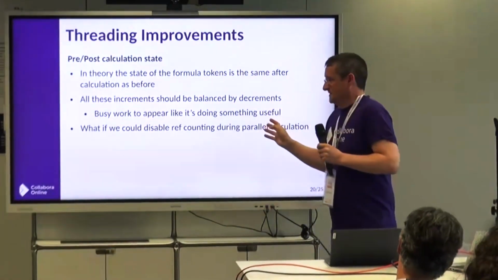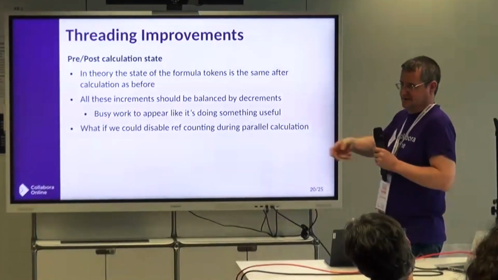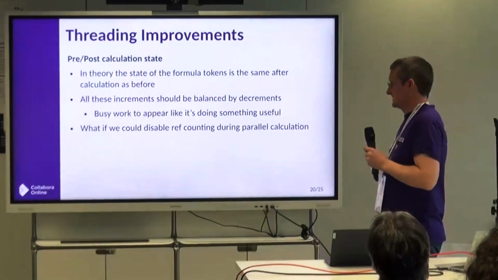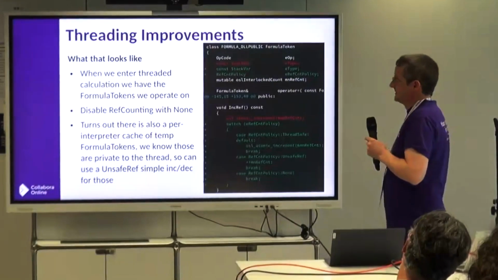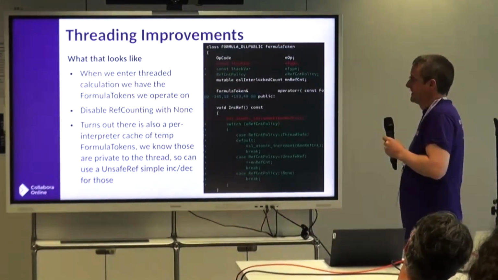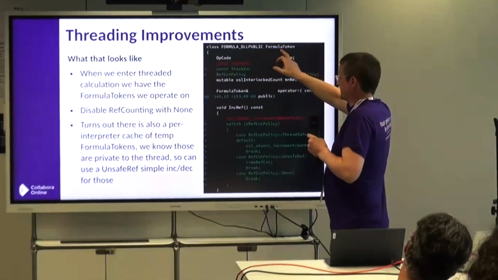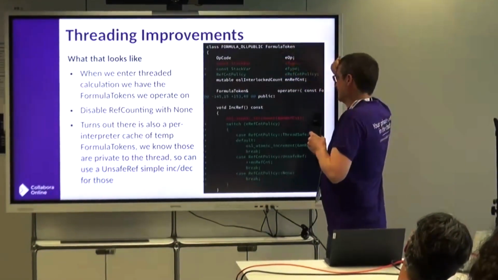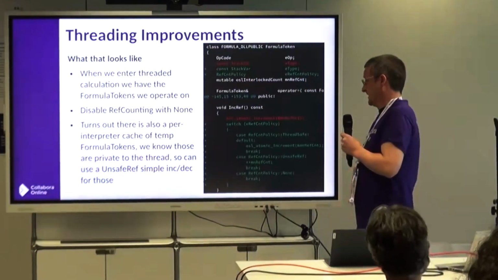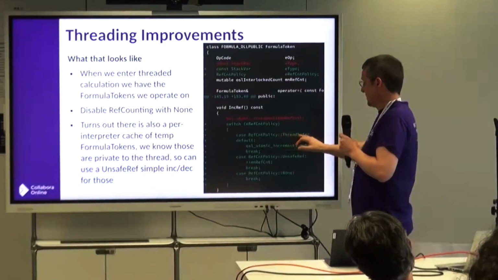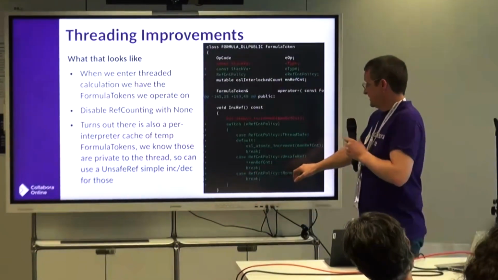At the time, it was all busy work to achieve something that, if it never did it in the first place, would have the same result. So what would happen if we could just disable that reference counting entirely during this area? So that's what it looks like as a patch. These are the formula tokens that showed up earlier, which is the crucial path. What it was doing is just incrementing the number, and now it has a policy where by default it does the same thing. And another option is to do nothing at all.